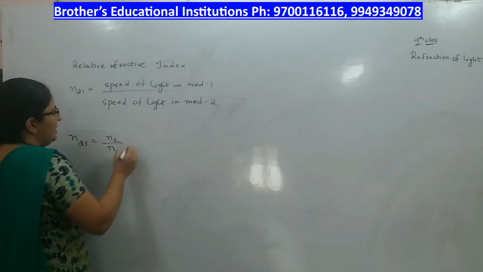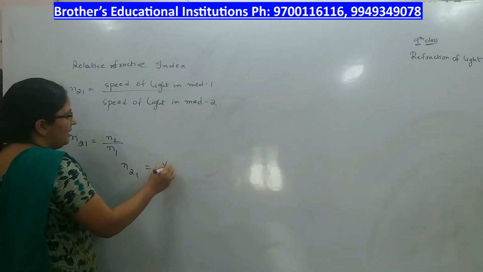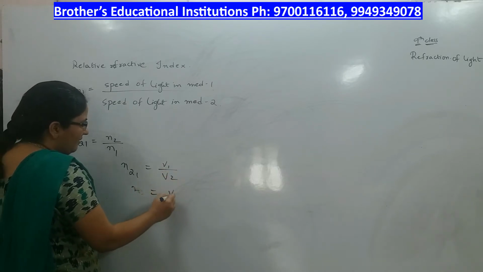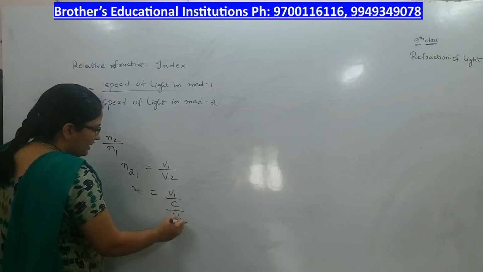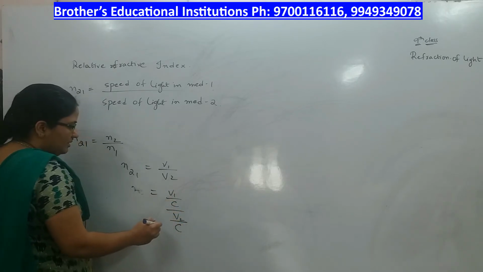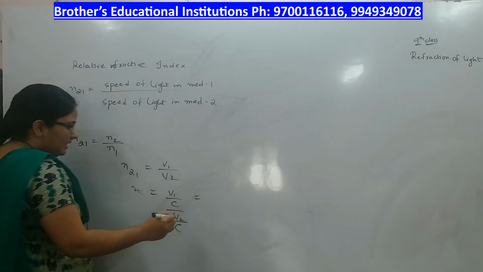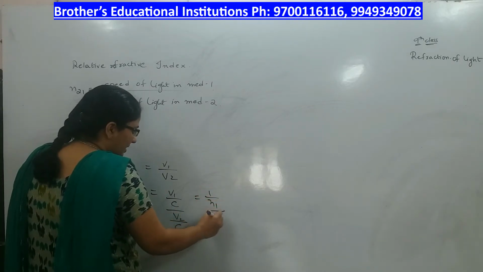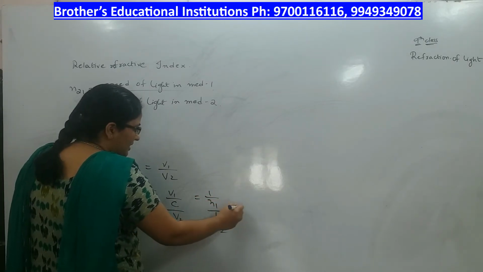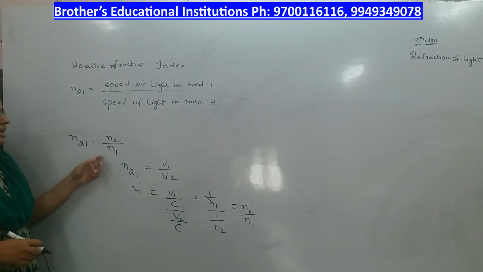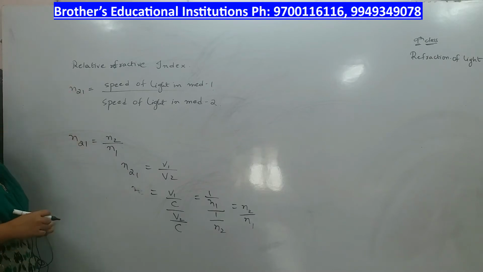Let us see. N21 is equal to V1 by V2, and that is equal to V1 by C by V2 by C. Divide with C. Now V1 by C is nothing but 1 by N1 by 1 by N2, which is equal to N2 by N1. So N21 is nothing but N2 by N1, refractive index of second medium to the refractive index of first medium. That will give you relative refractive index.